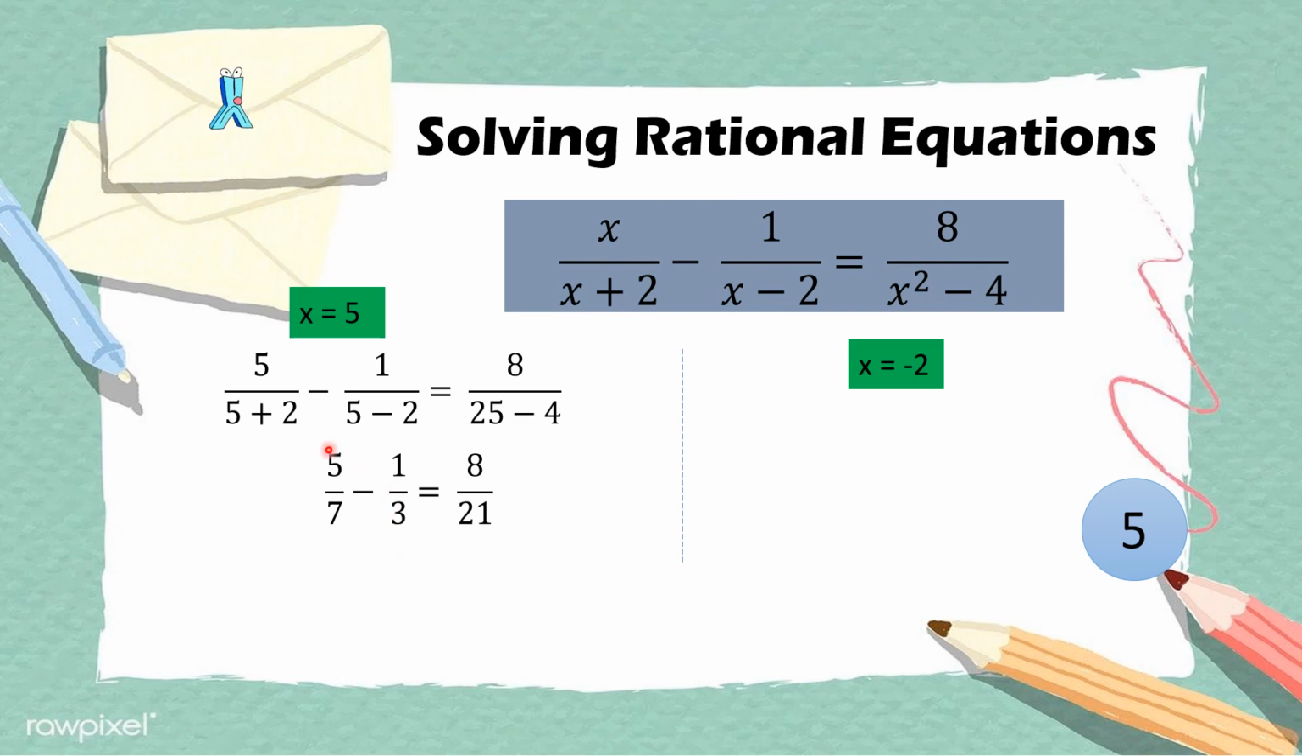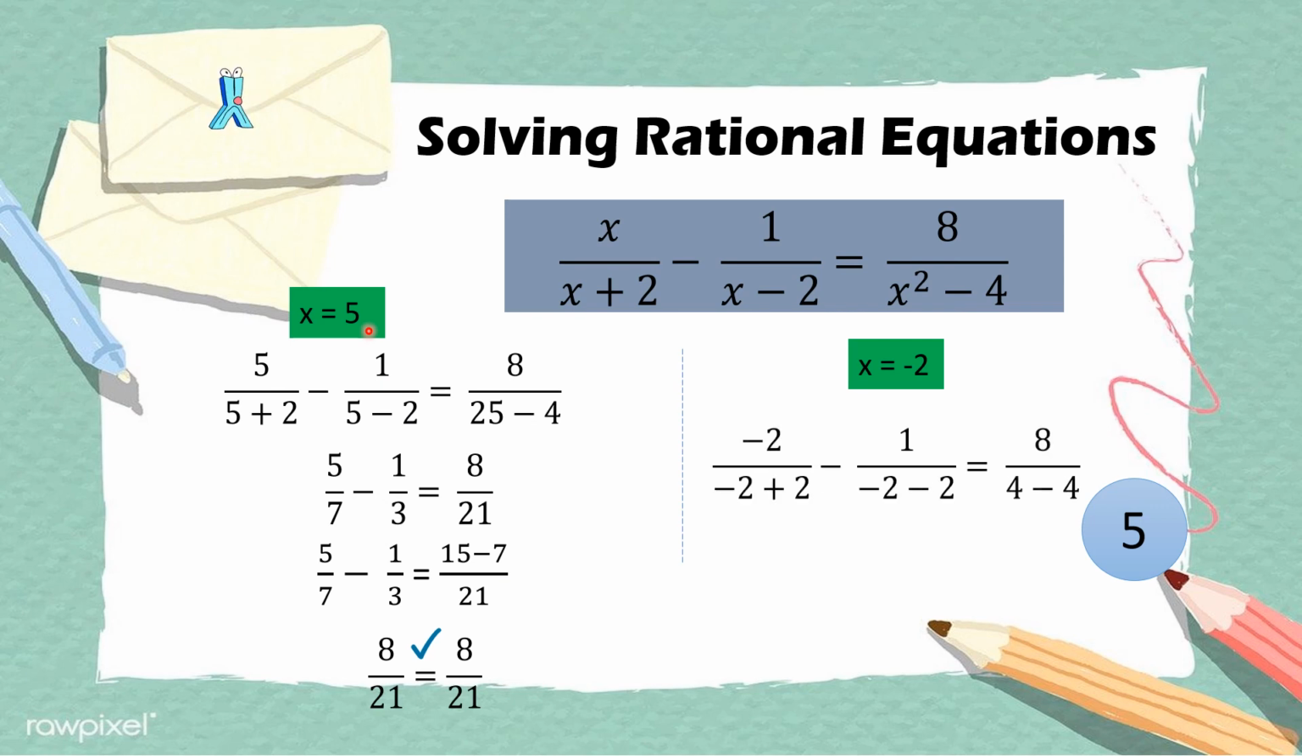So we can subtract these fraction numbers by getting the LCD. The LCD is 21. So 21 divided by 7 is 3 times 5 is 15. Minus 21 divided by 3 is 7 times 1 is 7. So this side is equivalent to 8 over 21, and this side is also equivalent to 8 over 21. Therefore, solution 5 is correct.